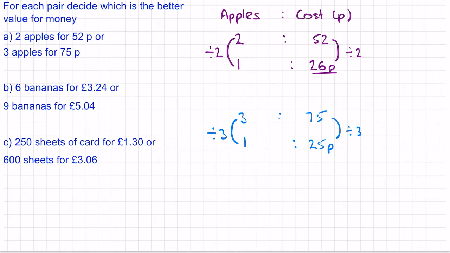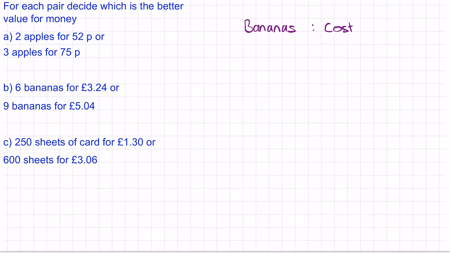You can pause the video, and when you come back, we'll go through the worked solution. Okay, so welcome back if you had a go. So for part B, we have 6 bananas for £3.24, or 9 bananas for £5.04. So to compare these two offers, I'm going to convert each cost into pence. So we can have 6 bananas for 324 pence, or 9 bananas for 504 pence.